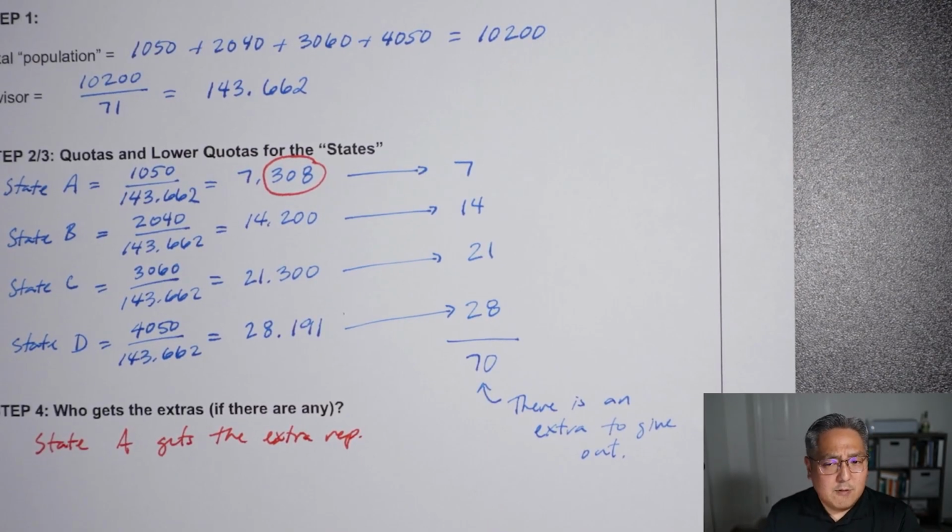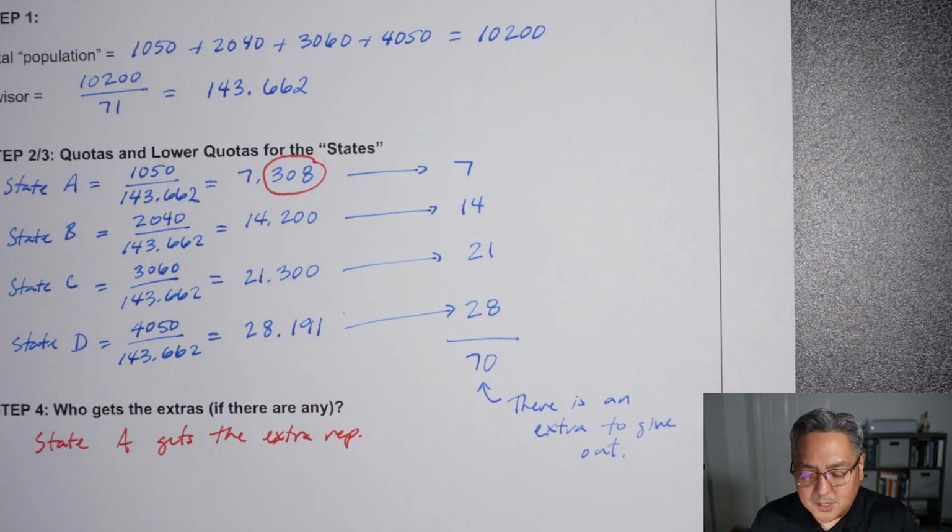And we might be thinking, well, geez, state A was the smallest state. Why does it deserve an extra one? Well, it happens to be because of that pseudo rounding kind of thing. It had a little bit more of a resource that got it closer to another representative than the rest of the group had, getting themselves closer to another representative.